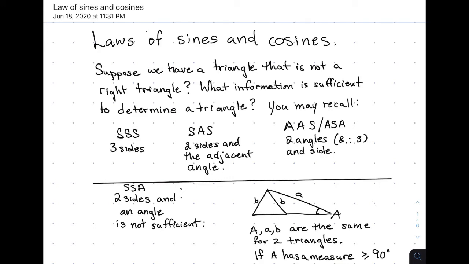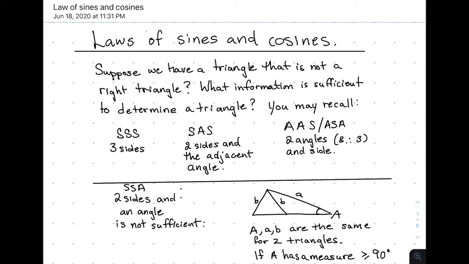Here we discuss a situation where the triangle that we're trying to understand and find lengths or angles for is not a right triangle. And what comes into play here are two laws, one called the law of sines and one called the law of cosines. So the first question is, what determines a triangle?